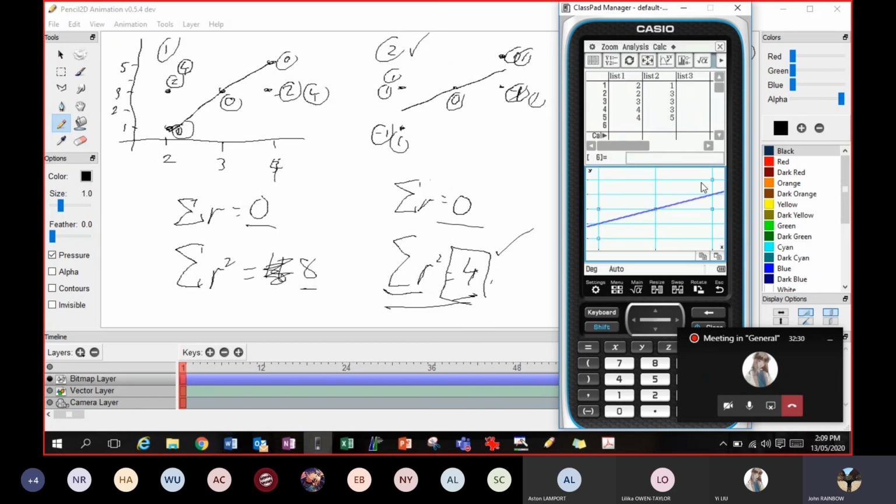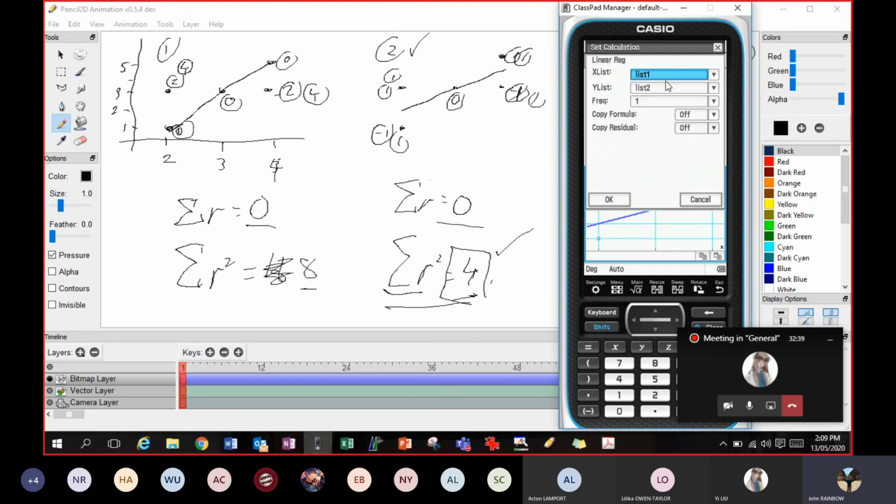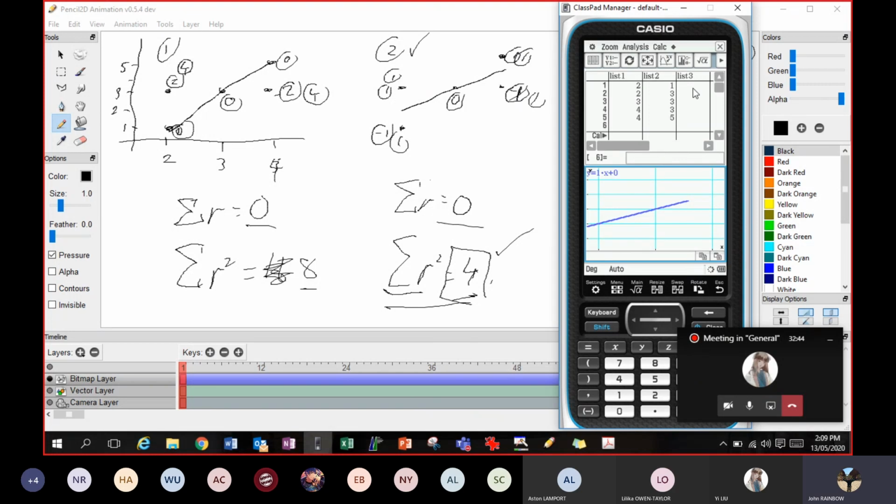So we looked at that one here. Now, where are my residuals? Did I not copy them? Calc, regression, lin reg. I want to copy my residuals to list 3. Hit OK. Okay, list 3. Why aren't they coming up? There they are.